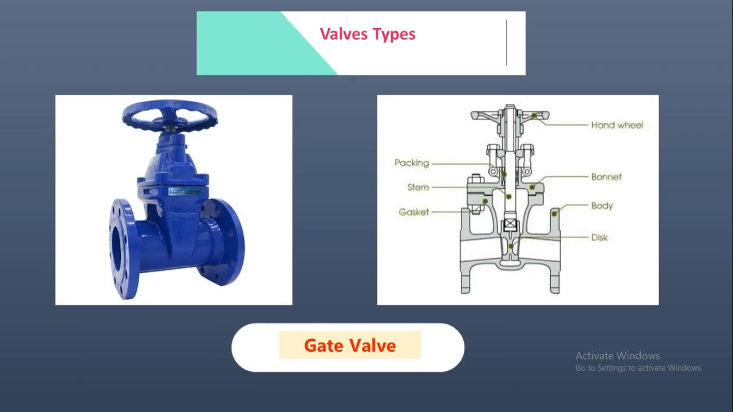Section number 4 is what are the main types of valves? Number 1 is the gate valves. A gate valve consists of a body that contains a gate that interrupts the flow.